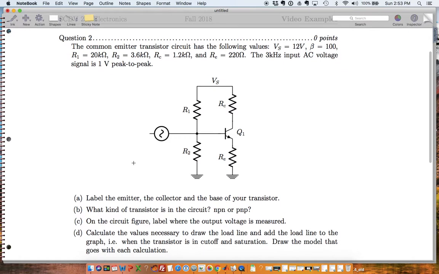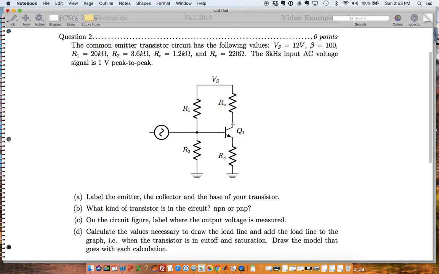So I need to label my emitter, collector, and base. So this is my collector, this is my base, this is my emitter. What kind of transistor? It's an NPN transistor, right? Because the arrow points out and it's on the emitter.